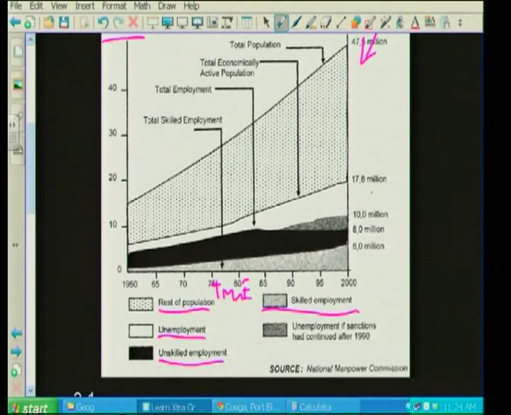The skilled employment, people that have studied further at whatever level, degree, diploma, whatever, that makes up this sort of light grey mode down here that I'm dotting on the graph. That's the bottom part of the graph, the skilled laborers, or the skilled employed people.